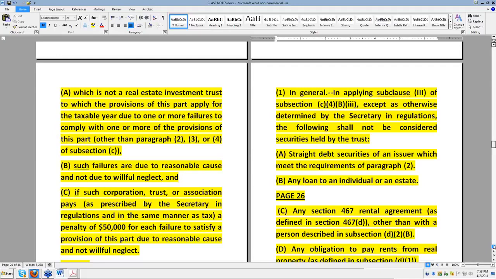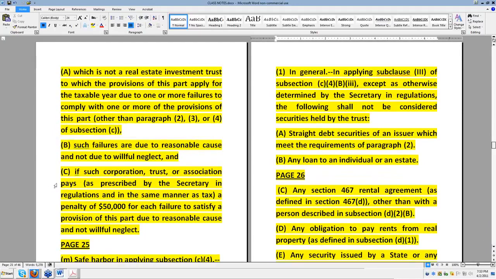And some of these other documents here that you're pulling up. Read this. Here's what happens when they don't make the election. Okay, A, which is not a real estate investment trust. Where am I reading? That's where you're reading. Okay, to which the provisions of this part apply for the taxable year due to one or more failures to comply with one or more of the provisions of this part other than paragraph 2, 3, 4, or of subsection C. Such failure, number B, such failures are due to reasonable cause and not due to willful neglect. And C, if such corporation, trust, or association pays as prescribed by the Secretary in regulations and in the same manner as tax, a penalty of $50,000 for each failure to satisfy a provision of this part due to reasonable cause and not willful neglect.